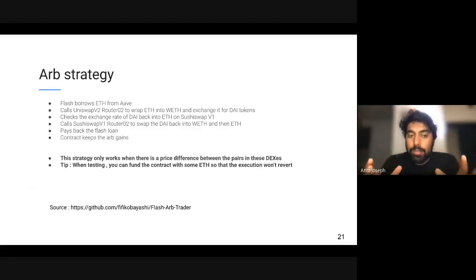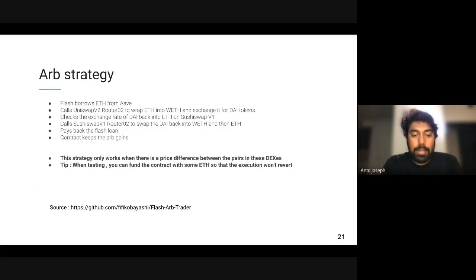Intuitively, you can think that in times of high volatility, you could see the price difference between multiple DEXs varying at a greater percentage, right? So you could fork at a particular block when these particular DEXs diverged from the market price, and then execute the strategy. And that is one way to test it without funding the contract. But for ease of testing, we'll pre-fund the contract.